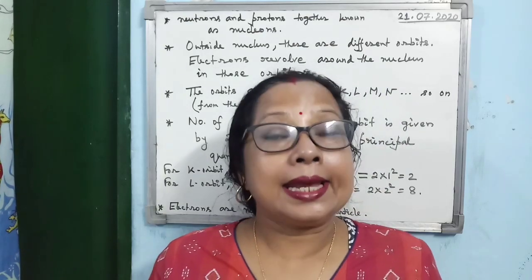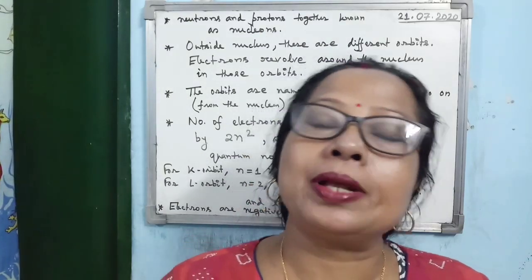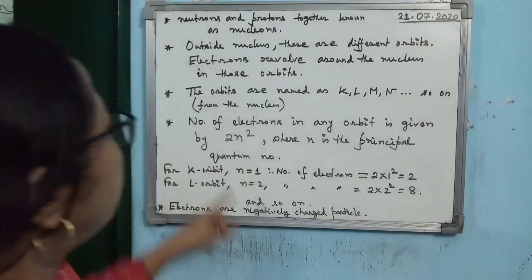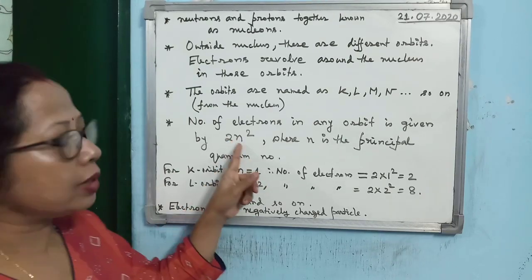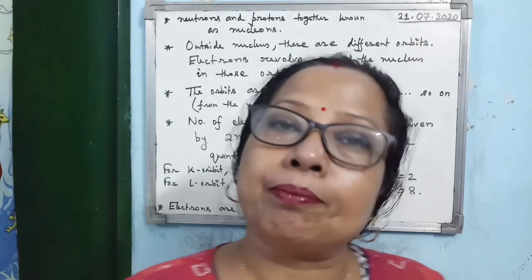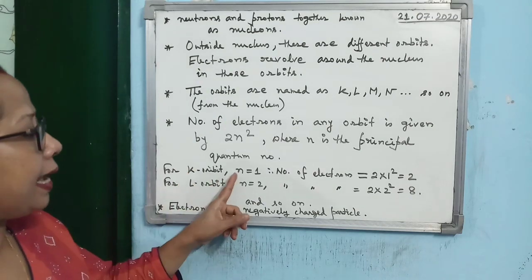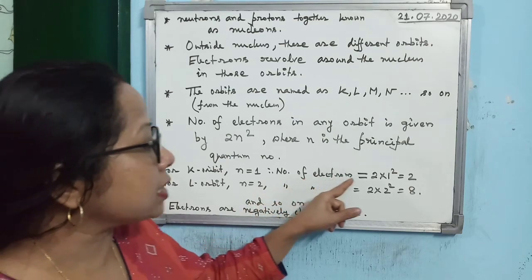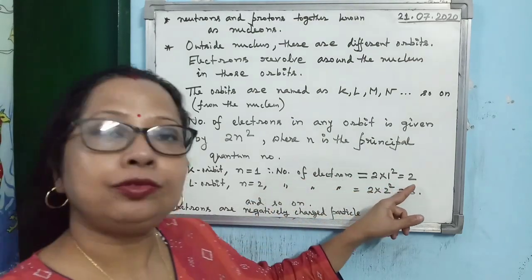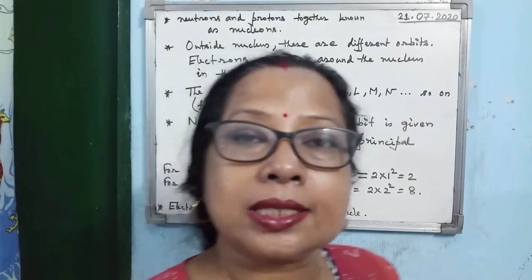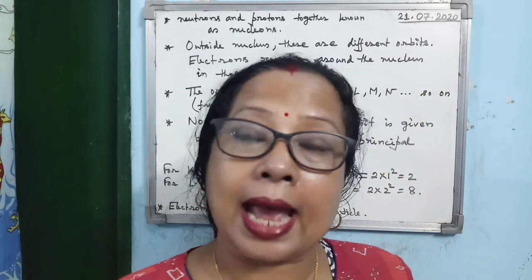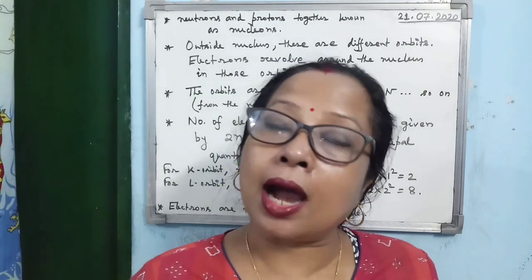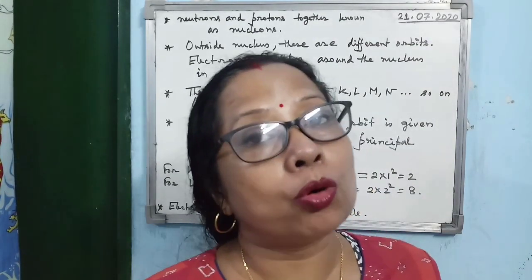And in any orbit, how many electrons will be present is given by the number 2n square. This n is known as the principal quantum number, and for the K orbit the value of n is equal to 1. So in the K orbit, what is the maximum number of electrons it can have? 2. Remember that 2n square is the maximum number of electrons an orbit can have. An orbit may have electrons less than 2n square but cannot have more than 2n square.